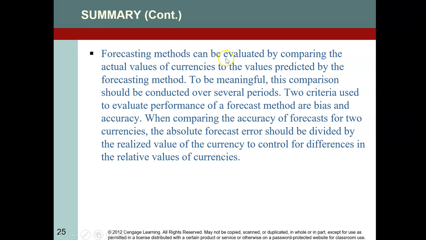Forecasting methods can be evaluated by comparing the actual values of currencies to the values predicted by the forecasting method. To be meaningful, these comparisons should be conducted over several periods. Two criteria used to evaluate performance of a forecast method are bias and accuracy. When comparing the accuracy of forecasts for two currencies, the absolute forecast error should be divided by the realized value of the currency to control for differences in the relative values of currencies.